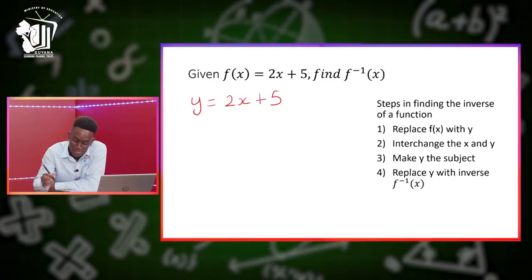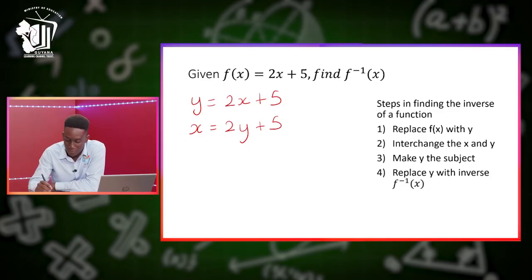And after we are done with replacing the f of x with y, now we want to interchange the x and y value. We want to exchange the x and y value. Wherever you see x, you'll put y, and wherever you see y, you'll put x. So this will be, we have y here, so this will be x is equal to 2. Instead of x now, we'll see y plus 5.